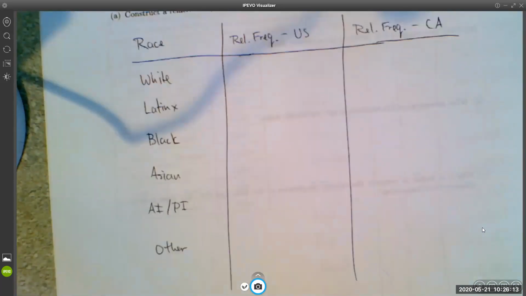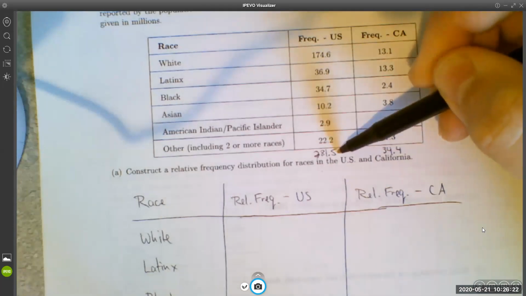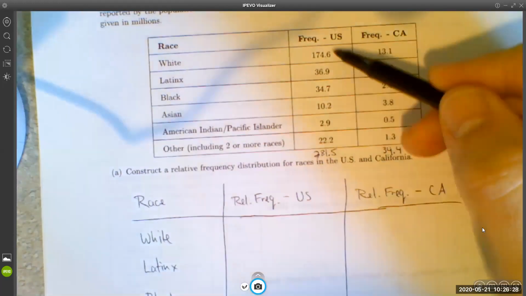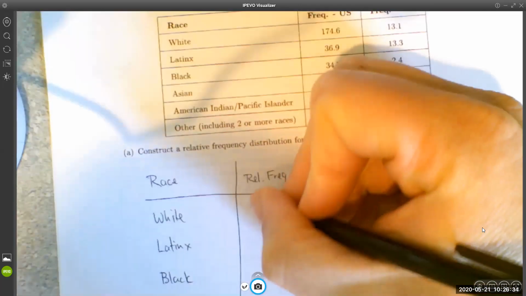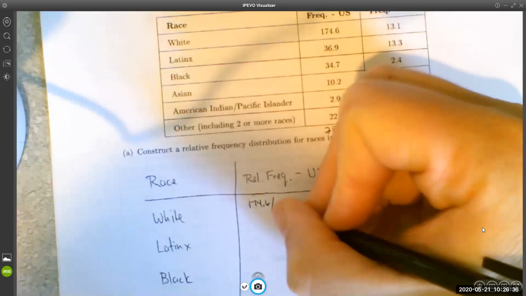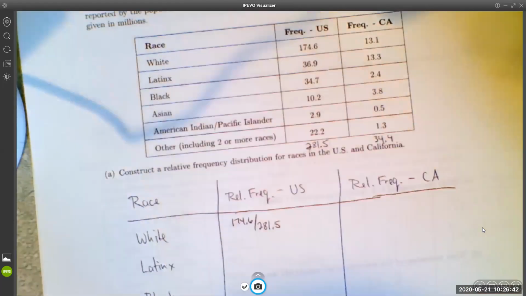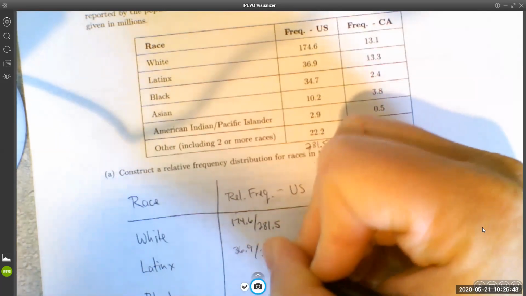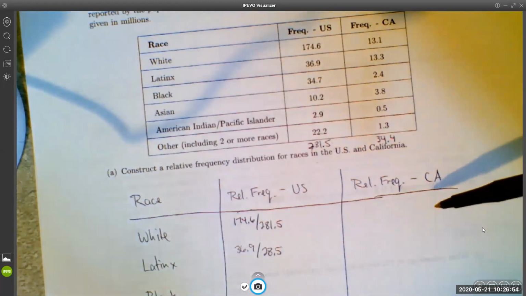Okay, and then relative frequencies. So what we're going to do to get the relative frequencies is divide each of these frequencies by their corresponding totals. So for the relative frequency of white people in the United States, we would say 174.6 divided by 281.5. For the relative frequency of Latinx people in the United States, we would say 36.9 divided by 281.5.